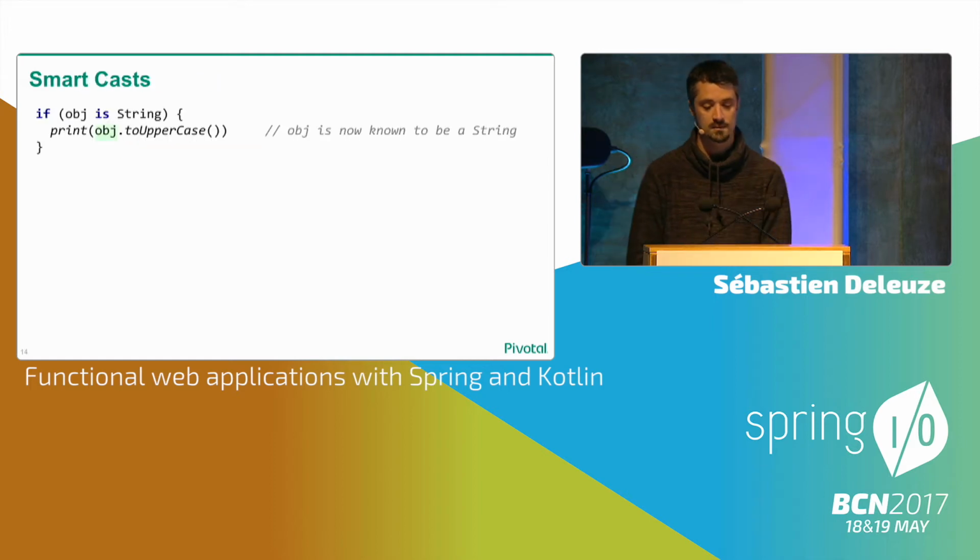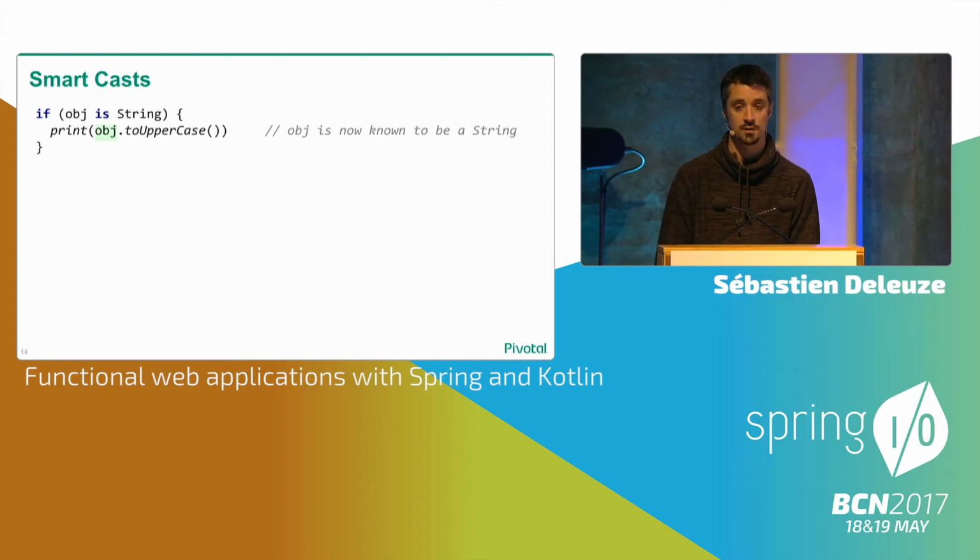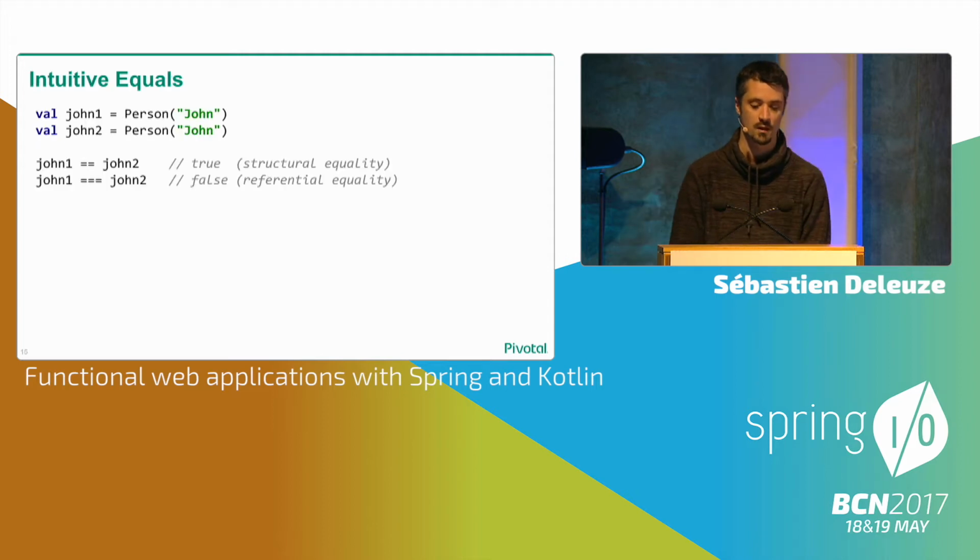You have smartcasts. Smartcasts allow you, in this if statement, you can see that obj is a global object, and in the body of this if statement, the Kotlin compiler is able to know that obj is a string, and you don't have to explicitly cast it to a string. It is automatically a string, and the toUpperCase method is available.